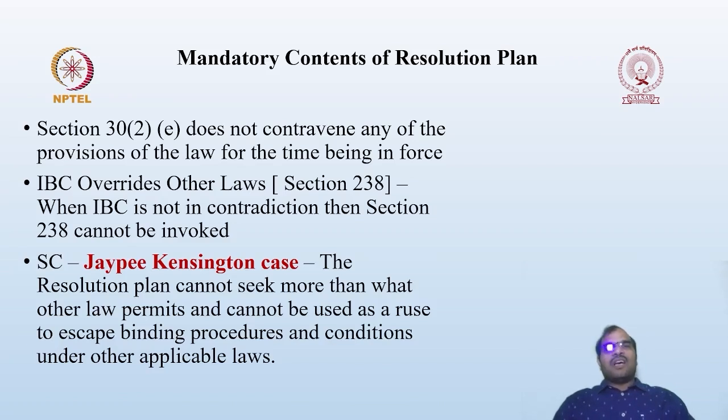Okay. So in the JP Kensington case law, the Supreme Court held that the resolution plan cannot seek more than what other law permits, and cannot be used as a ruse to escape binding procedures and conditions under other applicable law. Because section 238 of the IBC says that the IBC will have overriding effect over other legislation, it does not mean that you are contravening the other provisions. You cannot use the IBC proceedings to circumvent or bypass the procedures under the other legislations. So you have to give declarations accordingly.